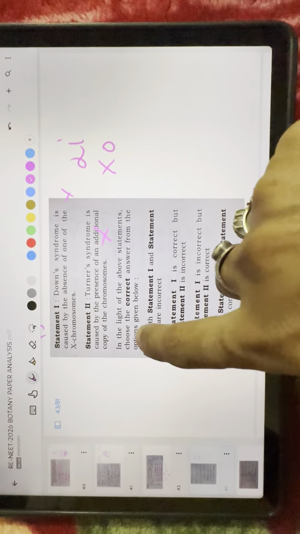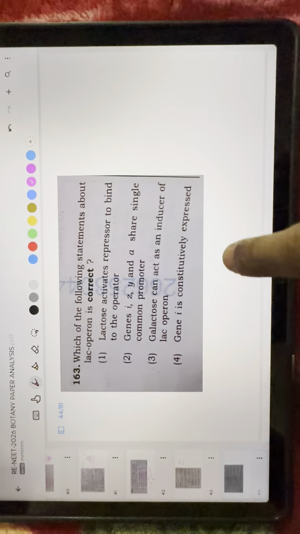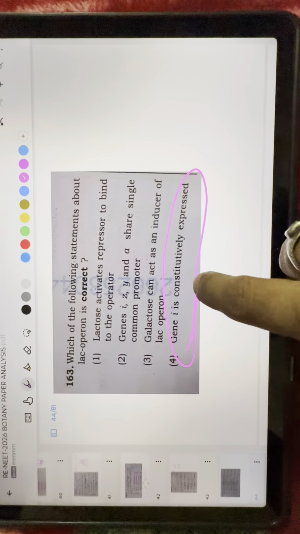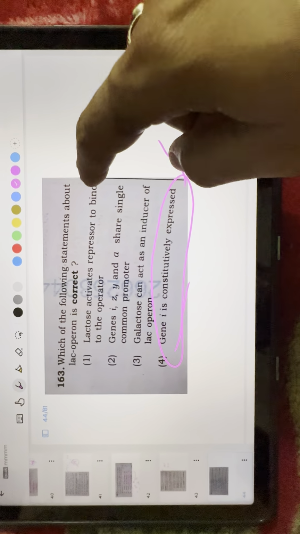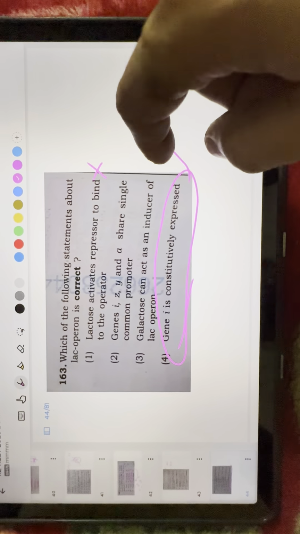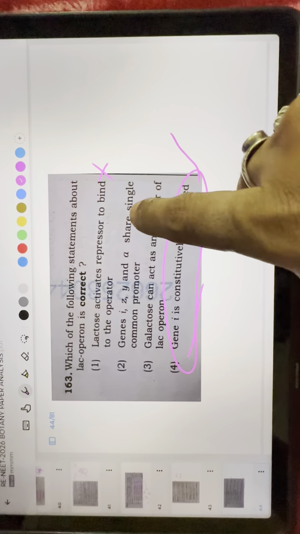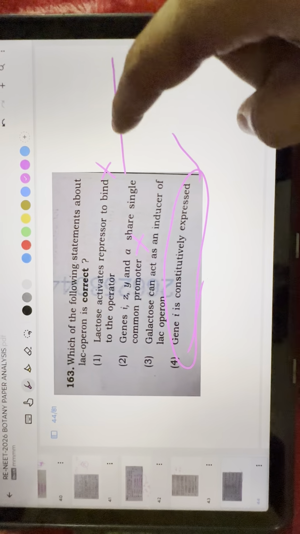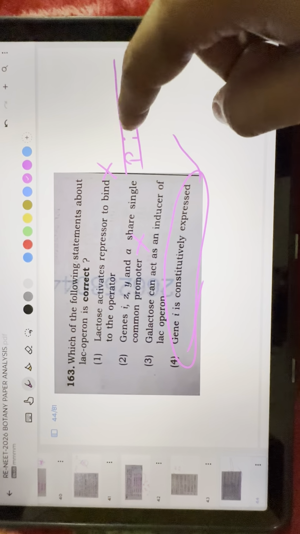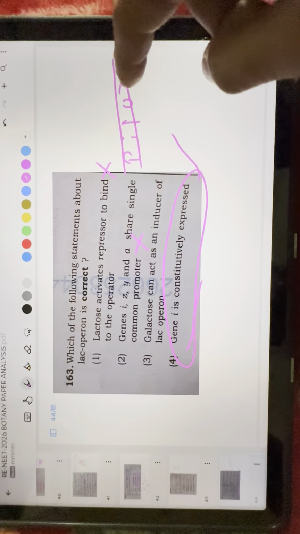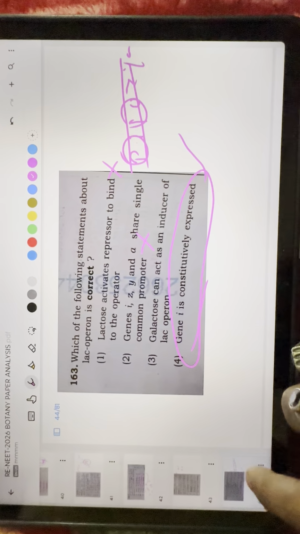Next, which of the following about the lac operon is correct? Is it constitutively expressed? Why not the other options? Option C: lactose activates the repressor to bind to the operator. No, it is actually preventing it. Z, Y share a single promoter? No. Everything has a promoter, operator, Z, Y, A, so everything has its own individuality.